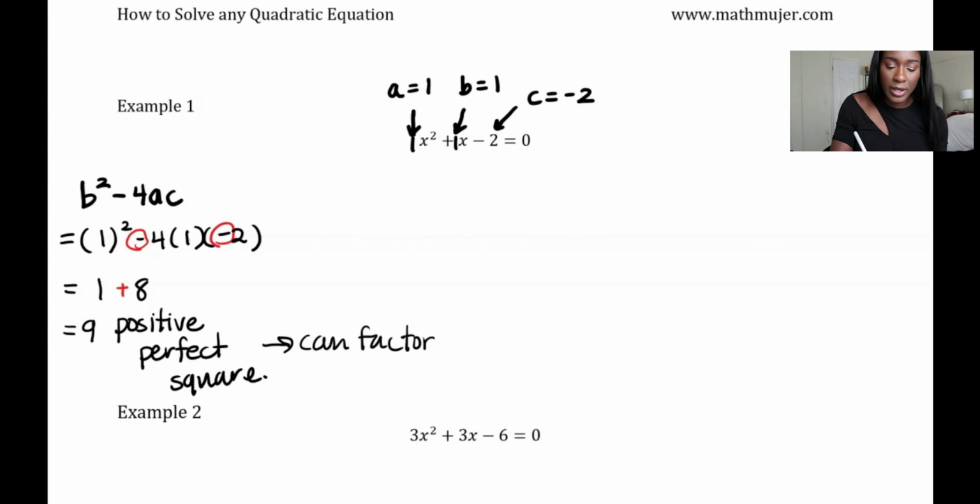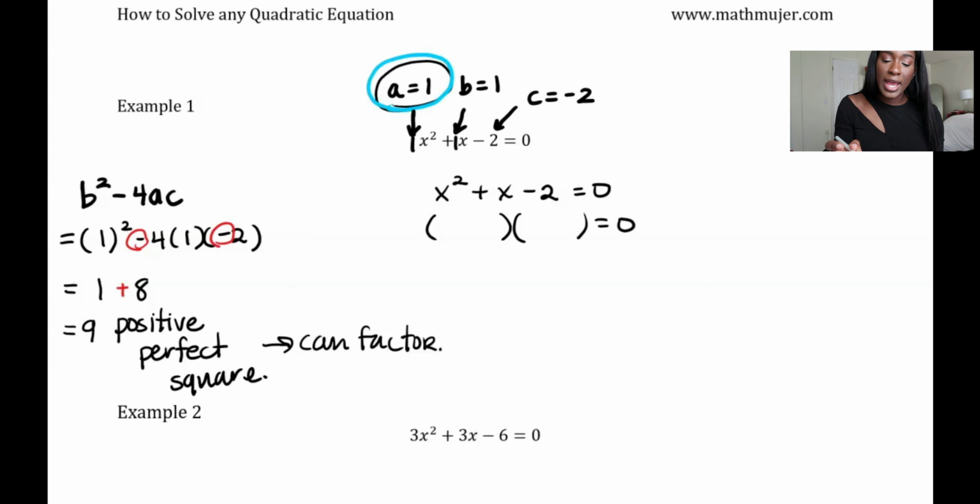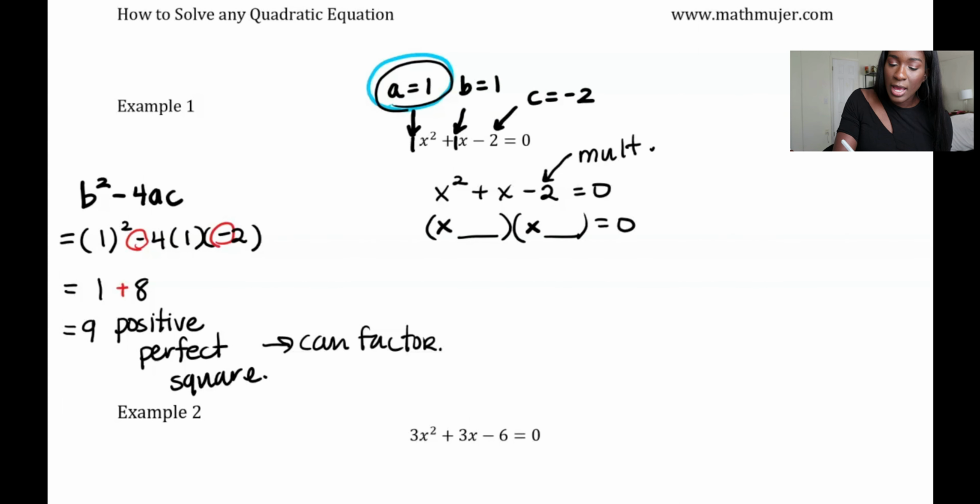So I'm going to solve this equation by factoring. I'm starting with x squared plus x minus 2 equals 0. I want to factor this equation. A is 1 here. And when a is 1, you can start the problem off by putting an x in both of your factors, and then to fill in what goes here, we need two numbers that multiply to -2 and add to 1. Multiply to c, add up to b.